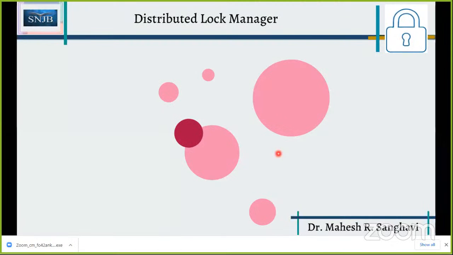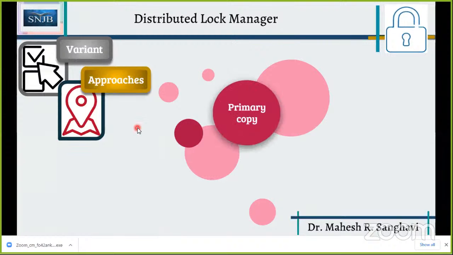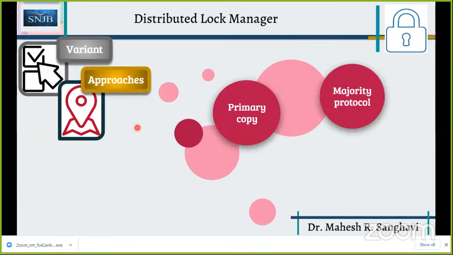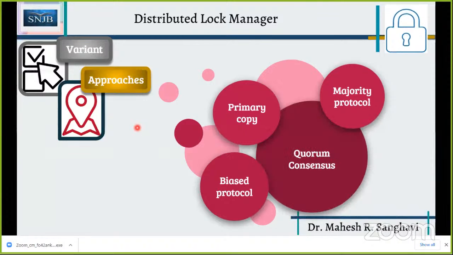So let's start with the distributed lock manager, and we have already taken these types of approaches or protocols. So there are basically primary copy, majority protocol, bias protocol, quorum consensus protocol. So there are basically four types of protocol, and one more type that I have already told you, that is the timestamping protocol.